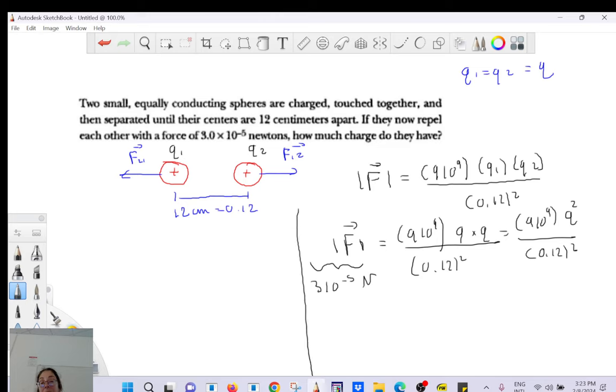And algebra takes over. So you have 3 times 10 to the negative 5 equals 9 times 10 to the 9, and then here you have Q square, and then you have 0.12 squared. And I like to frame, so it's easier. Okay, where is your algebra skill?